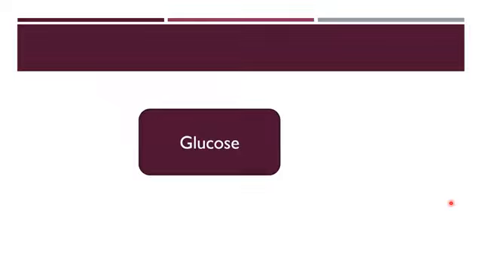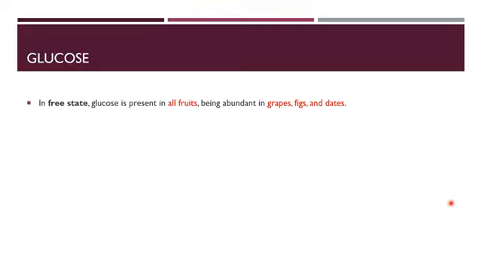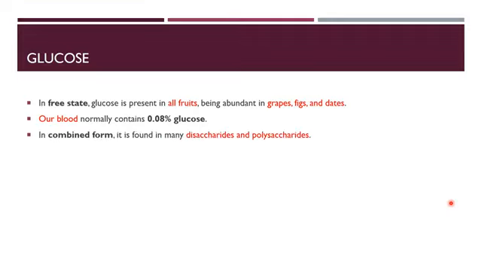Now we'll discuss the most common monosaccharide, that is glucose. In the free state, glucose is present in all fruits and is most abundant in grapes, figs, and dates, and our blood contains 0.08% glucose. In combined form, it is present in disaccharides or polysaccharides. Disaccharides means two glucose molecules joined together, and polysaccharides means many glucose molecules joined together. Starch, cellulose, and glycogen yield glucose on complete hydrolysis. These three are examples of polysaccharides.